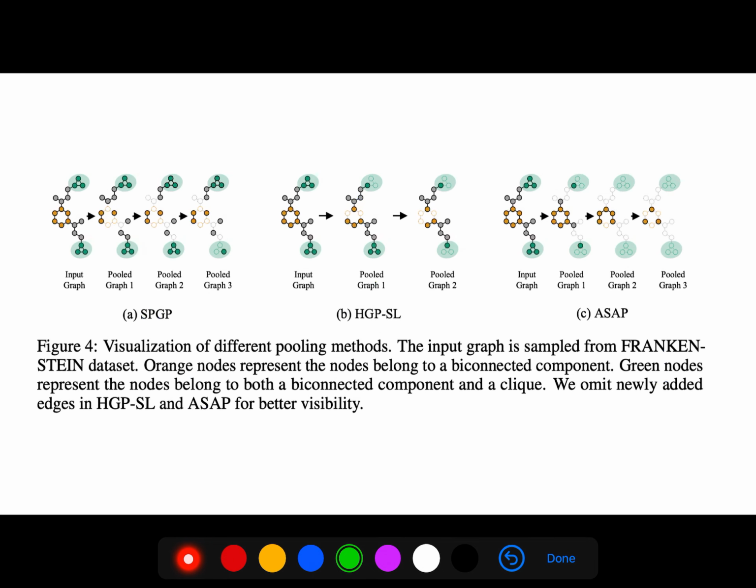So this is a visualization of different pooling methods. The input graph is sampled from the Frankenstein dataset. Orange nodes represent nodes belonging to a bi-connected component. Green nodes represent the nodes belonging to both a bi-connected component and a clique.